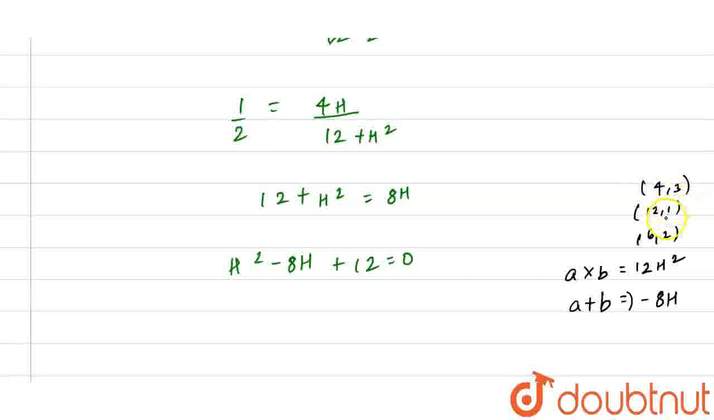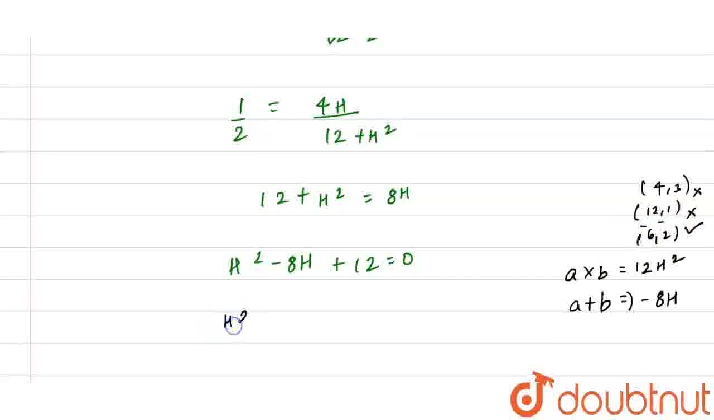If we start from 4 and 3, 4 plus 3 is 7, and 4 minus 3 is 1, so this is not the factor. 12 plus 1 is 13, but we need 8, so this is also not the factor. Similarly, 6 minus 2 is 4, but we need 8, and 6 plus 2 is 8, so this is the factor. Since the sum is positive 8 and the product is 12, both the terms are negative.